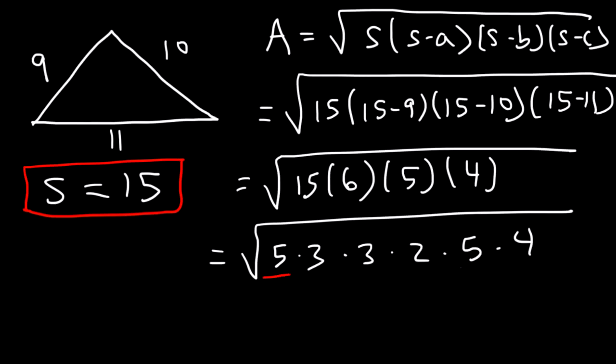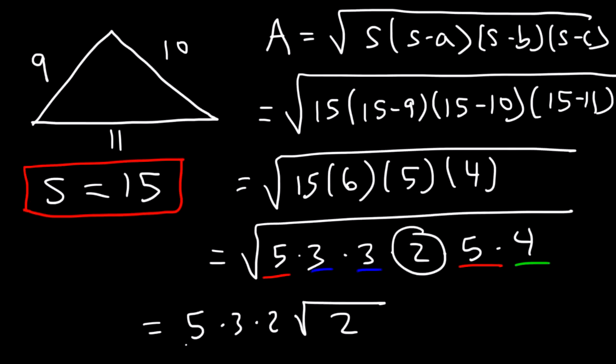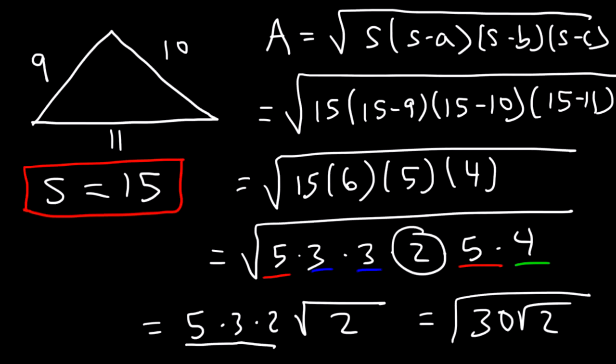So basically, these two can come out as a single 5. These two can come out as a single 3. And the square root of 4 is 2, so that comes out as a 2. So we're left over with a 2 inside. 5 times 3 is, not 30, but 15. And 15 times 2 is 30. So the final answer is 30 square root 2. So that's the area of the triangle using Heron's formula.